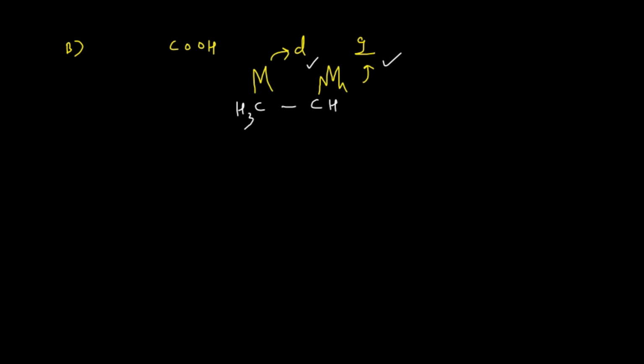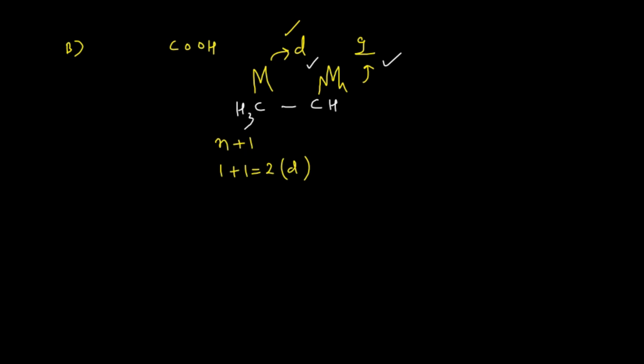Now you know, if you want to decide the splitting pattern of these three hydrogens, you need to check the hydrogens on the vicinal carbon. This is vicinal carbon having only one hydrogen. If you apply the n plus 1 rule, you will put n plus 1 here. So 1 plus 1 equals 2, and 2 means doublet. That's why this doublet is here.